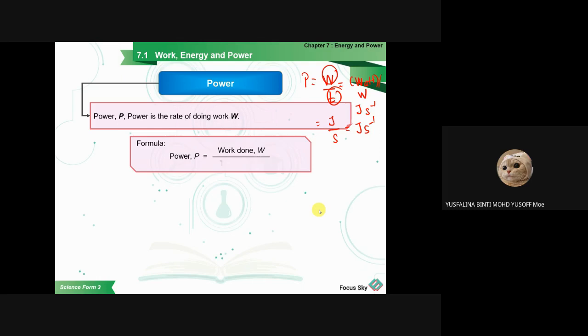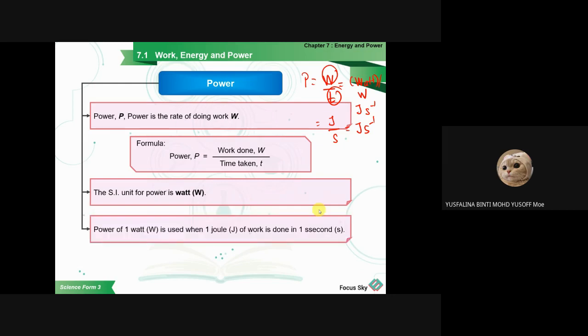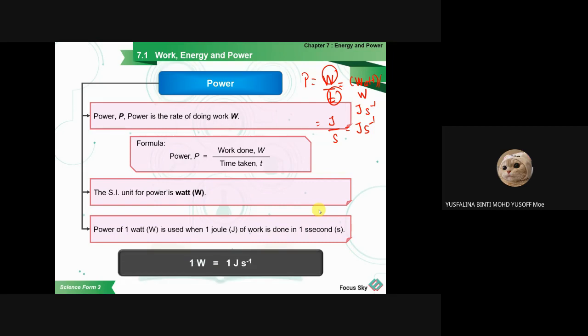So this is the formula: work divided by time, and the SI unit for power is watt. Power of 1 watt is used when 1 joule of work is done in 1 second. So when you get the answer 1 watt, it means in 1 second you release energy or do work of 1 joule. If 2 watt, it means 2 joule in 1 second. So that's the meaning of watt. This is already derived.